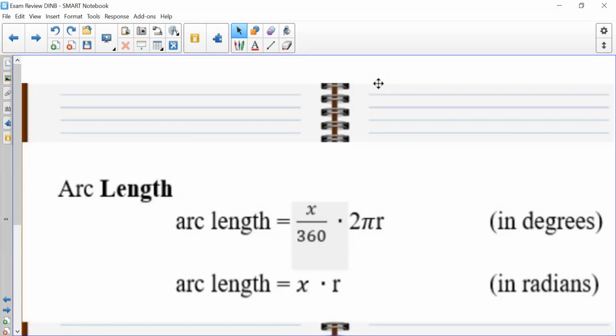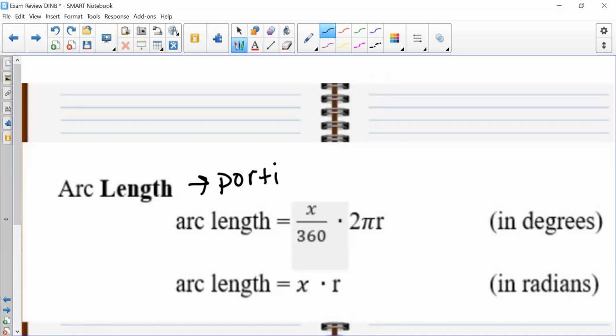This video is a review on circles, and we're starting here at slide 27. These are just the formulas for arc length. Remember, arc length is talking about the portion of the circumference. Remember, circumference is like perimeter, but only perimeter of the circle.